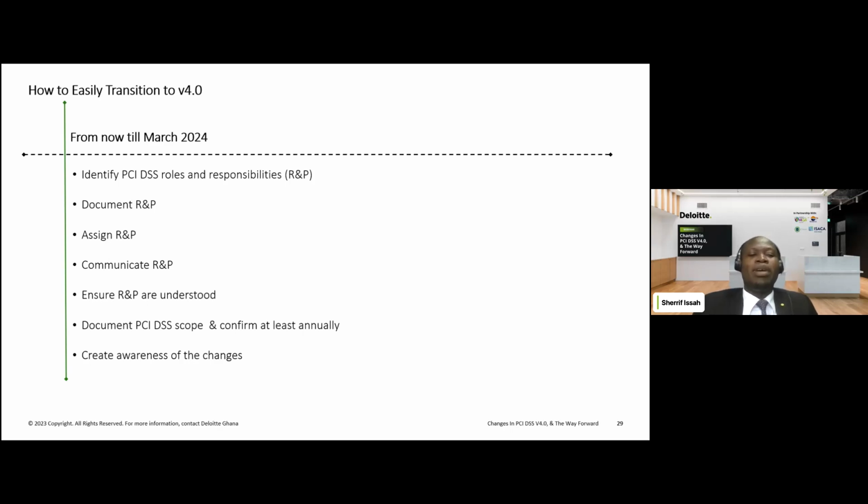Then you need to also document the PCI DSS scope and confirm it annually. Then you need to create awareness of the changes. So you are creating awareness of the changes in version 4.0 to all the stakeholders, both internal and external.